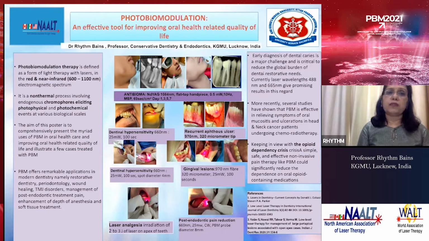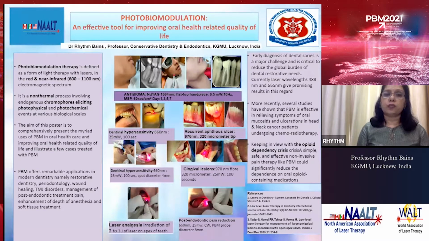Photobiomodulation therapy is defined as a form of light therapy with lasers in the red and near infrared, that is 600 to 1100 nanometers optical window of the electromagnetic spectrum. It is a non-thermal process involving endogenous chromophores eliciting photophysical and photochemical events at various biological levels.